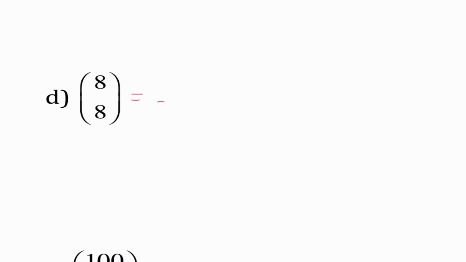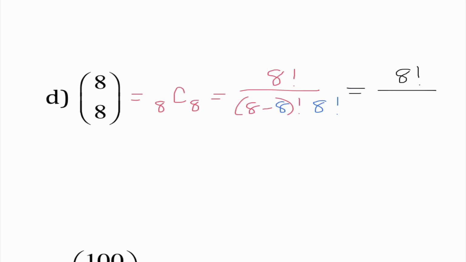Okay, for D, we have 8 combination 8. So when I do this, I have 8 factorial over 8 minus 8 factorial times 8 factorial. I'm sorry, not 8 minus 0, 8 minus 8 factorial. I was jumping ahead and knew that that was going to become 0. So I have 8 over 0 factorial times 8. The 8's cancel out, and once again, I am left with 1. So whenever our n and our r values are the same, we also get a value of 1.